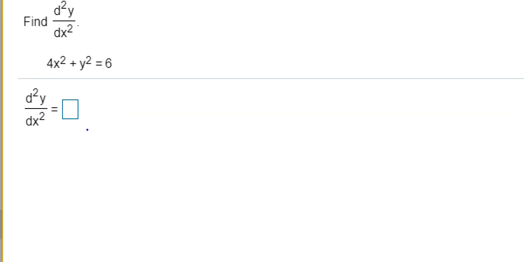Hi guys, let's take a look at this problem. We need to find the second derivative. So let's first find the first derivative with respect to x on both sides using implicit differentiation.